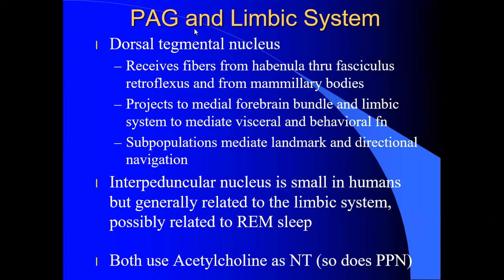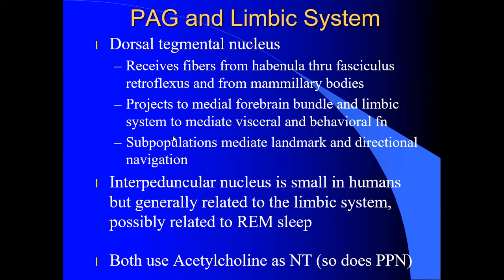The periaqueductal gray has strong connections to the limbic system, as any primitive survival nervous system better. If it can't relate to the limbic system, it's probably not going to survive very well, all right? Reproductive behavior, avoidance behavior, anger, fight, flight. You've got to have these connections. So the periaqueductal gray receives information from the habenula and the mammillary bodies. It projects to the medial forebrain bundle.